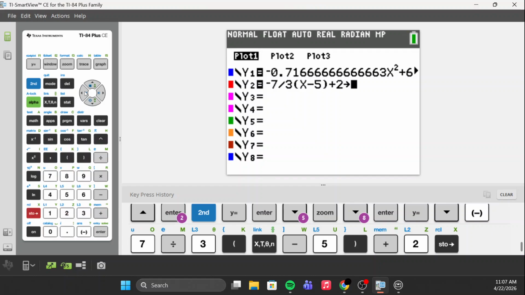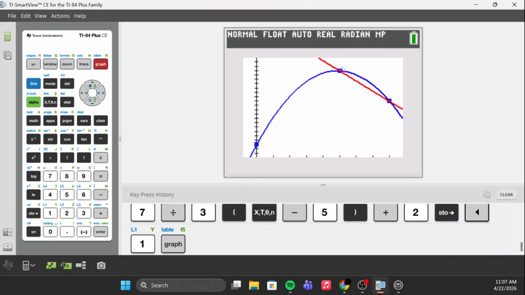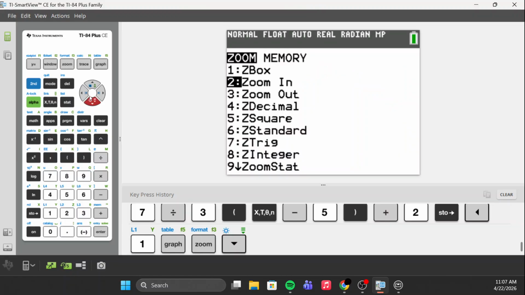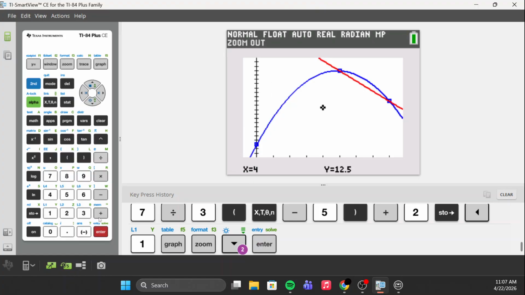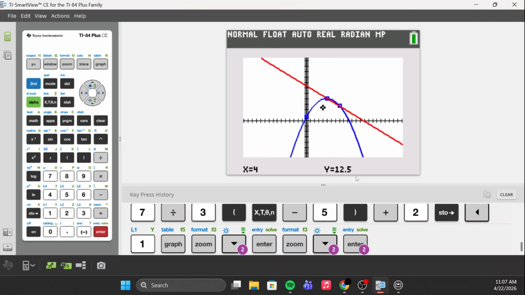If you can graph that, you can see this is finding the average rate of change between those 2 points, right? That's what we just did for part B. If we zoom out a little bit, go to zoom, then zoom out, and hit enter. It'll zoom out a little bit.